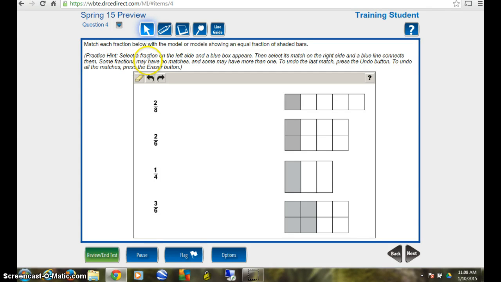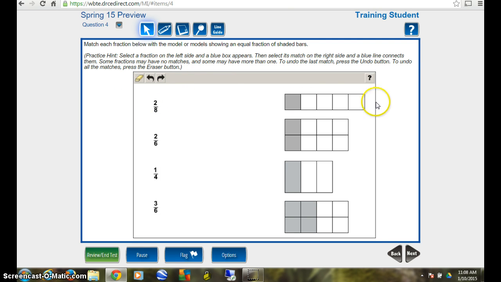Practice hint. Select a fraction on the left side of the blue box, then select its match on the right side. A blue line connects. Some fractions may have no matches and some may have more than one. To undo the last match, press the undo button, which is one of these. Undo, redo. To undo all of the matches, press the eraser button.